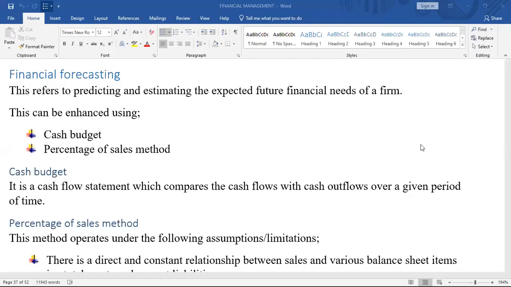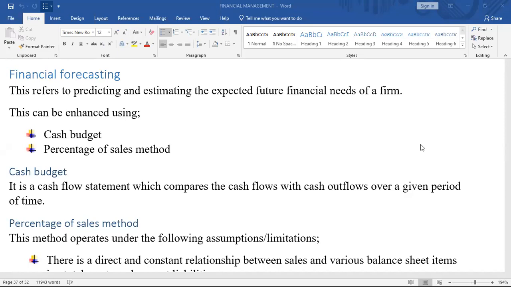This is just the continuation of our previous video, which we were able to do in our previous class regarding the investors ratio. In this case, we just want to look at financial forecasting. We are saying it refers to predicting and estimating the expected future financial needs of a firm, and this can be enhanced through cash budgets. And then we have the percentage of sales method.